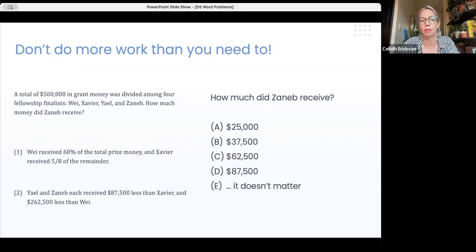And by the way, how much did Zainab receive? The correct answer is it doesn't matter. Do not do the work to actually solve here. Stop as soon as you know that you have enough information. Don't actually do the labor of solving it.